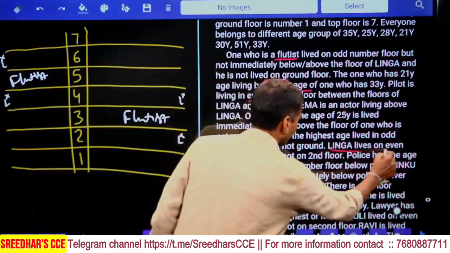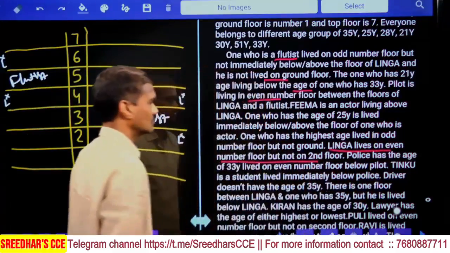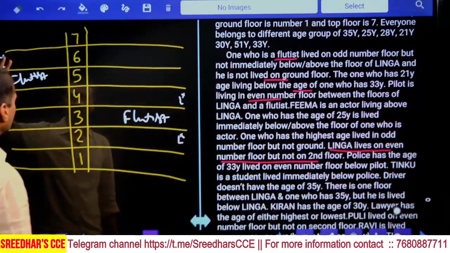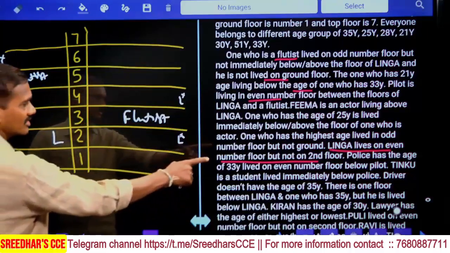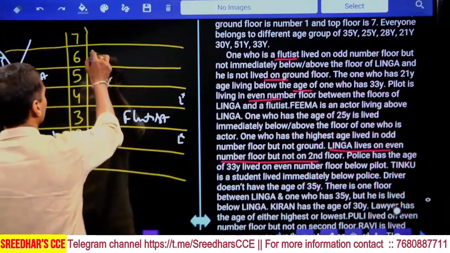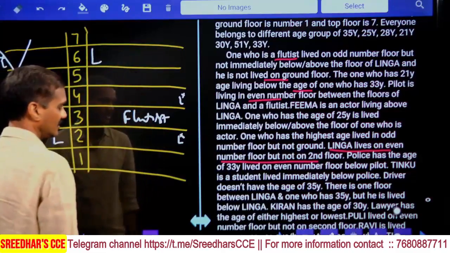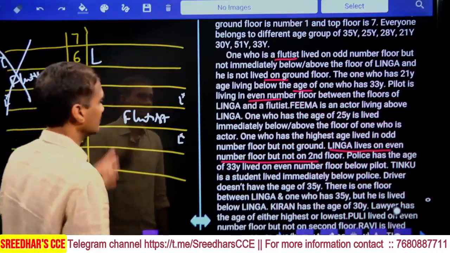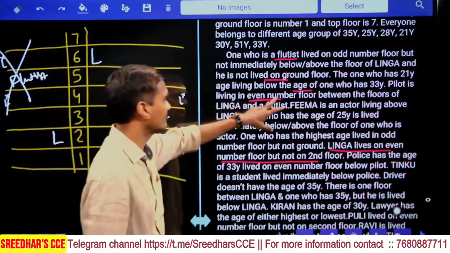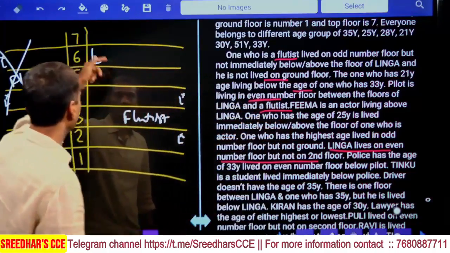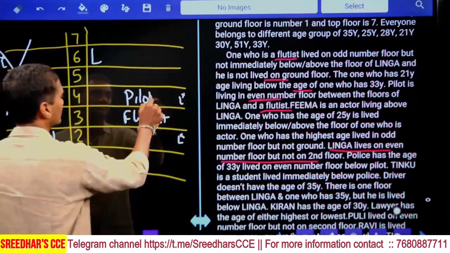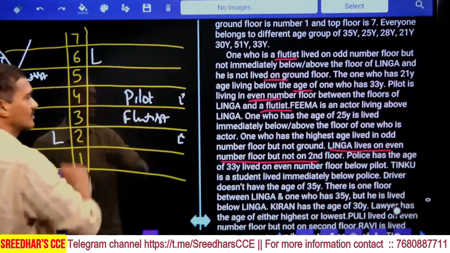Then next one. Linga lives on an even number floor, look here, but not on floor number 2. Here Linga cannot be on 4 or 6, so Linga must be here, but not on floor number 2, so this case is ruled out. Now we are left with only this case. Where should Linga be? Linga must be on the 6th floor. Linga is fixed here. Now the pilot lives on an even number floor between the floors of Linga and the flutist. The pilot is on an even number floor between the flutist and Linga. Hence where should this pilot be? The pilot must be on the 4th floor, the even number floor between 3 and 6.